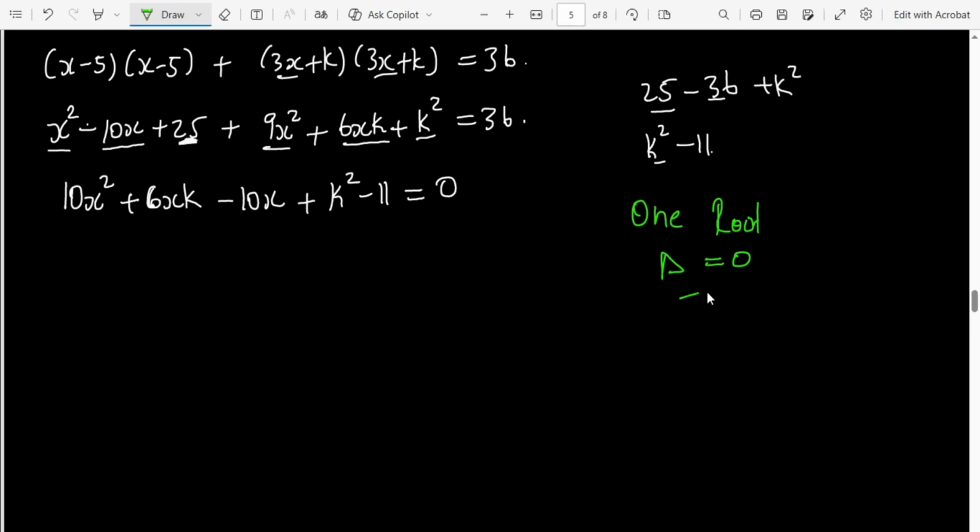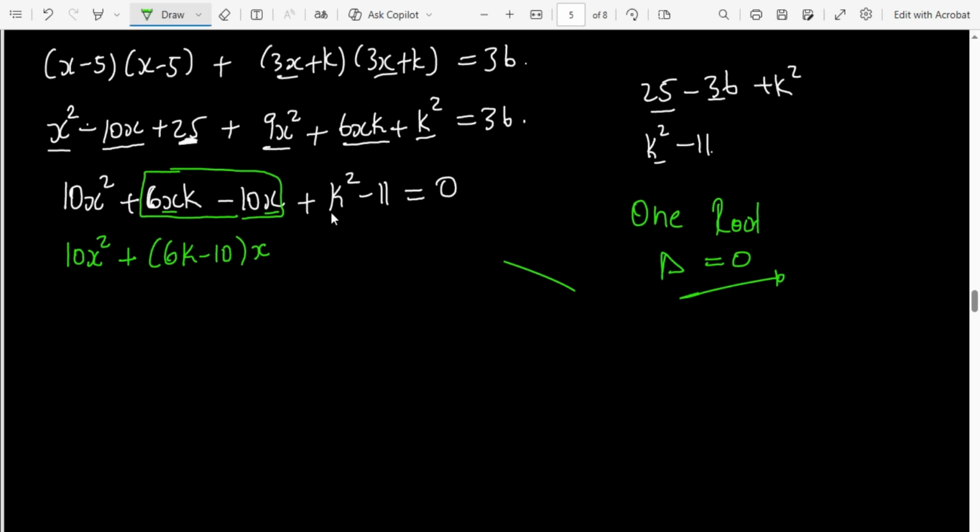The discriminant must be equal to 0. I hope you are with me on that. So now we need to put this in the form of ax squared plus bx plus c. So this is 10x squared plus, we need to take x out as a common factor. I'm left with 6k minus 10x. So now you understand why I wanted to group these two. And this one, both of them, they don't have the coefficient of x. So this will make them to be the value of c. So this will be plus k squared minus 11.